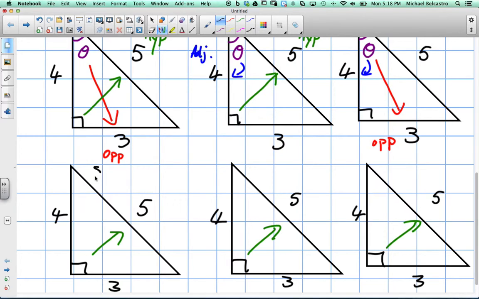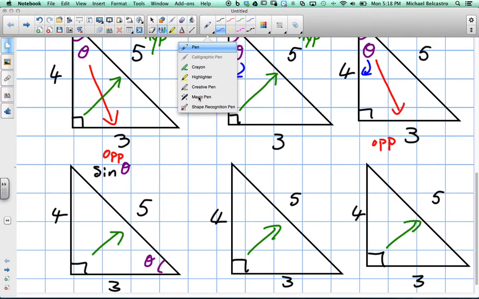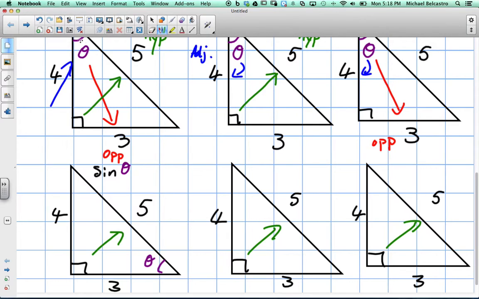In sine, this time we're looking for theta, but theta is going to be in this corner. I want to show you what happens. Does that make it negative? It doesn't, but it changes our ratio. So sine theta. Up here we looked at this angle, now we're looking at this angle. What's opposite this theta here? Which side? That side, the 4. So now our sine theta is equal to 4 over 5.